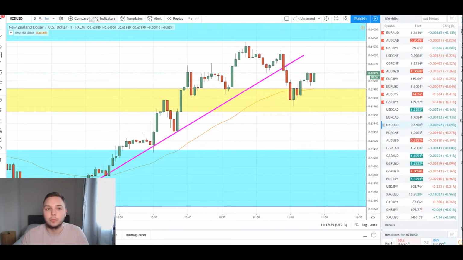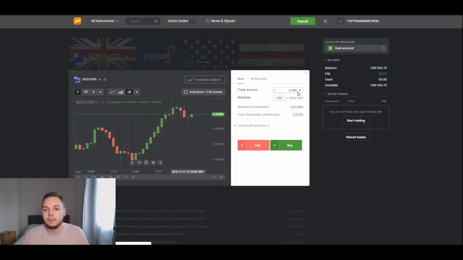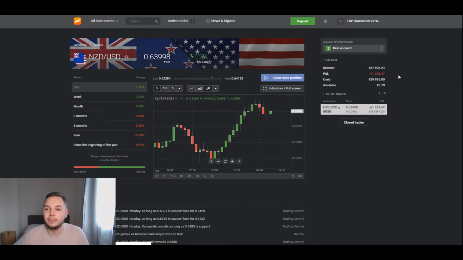As you can see, it's pushing towards the upwards direction. We can enter this trade short now. Where is this NZD/USD? So there we go. This is the trade. We can just open it, sell, boom. There we go. Minus 1,338 euros at the moment.